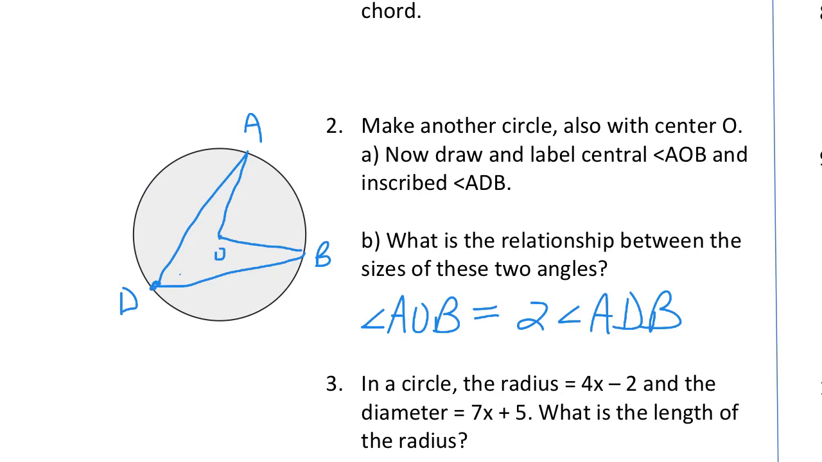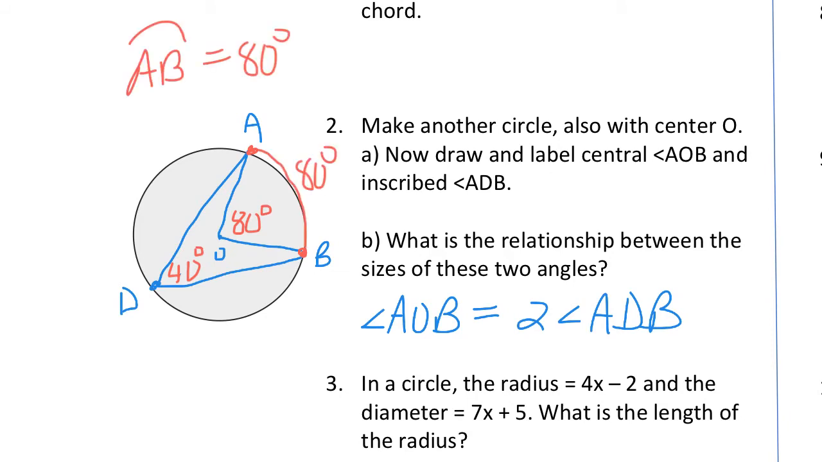In the second problem, I drew another circle with center at O and central angle AOB. That's a central angle because it turns in the center. And inscribed angle ADB is inscribed because it turns on the edge of the circle. What's the relationship between these two sizes? The central angle is twice as large as the inscribed angle. For instance, if the central angle were 80 degrees, the inscribed angle would be 40 degrees.